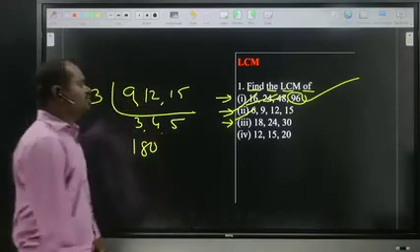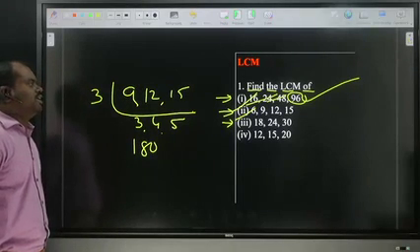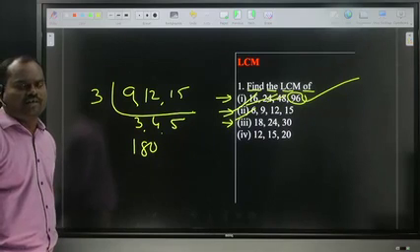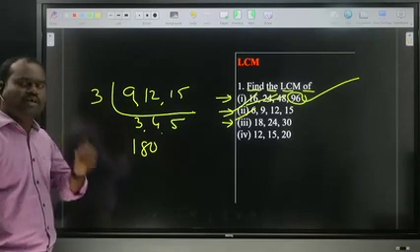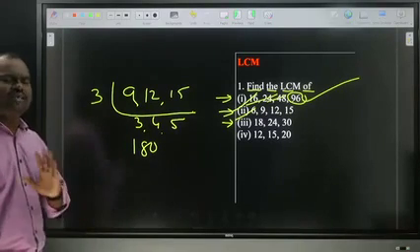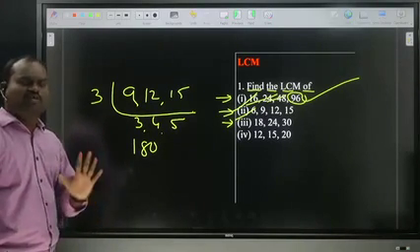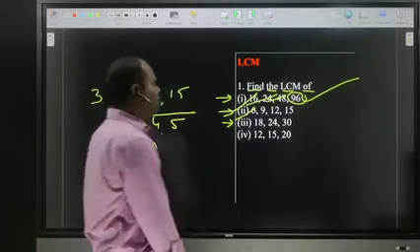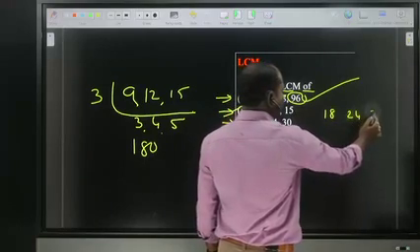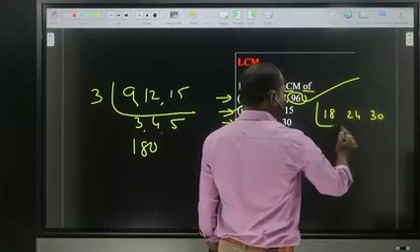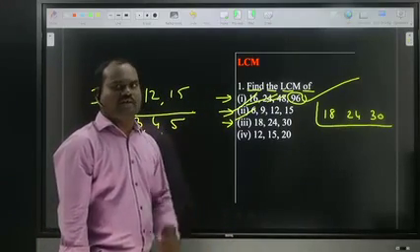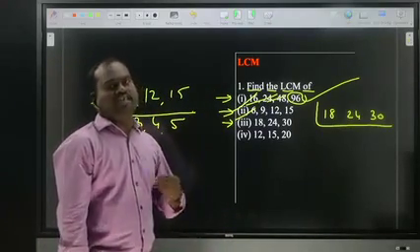Now observe carefully: 18, 24, 30. Can you eliminate anyone? We can't eliminate anyone. So you can use the highest number method, or you can use the normal method, based on your convenience. This method is not mandatory, that method is not mandatory. 18 we can't eliminate, 24 we can't eliminate, 30 we can't eliminate. Now I am moving through the general method.